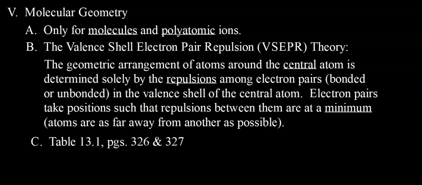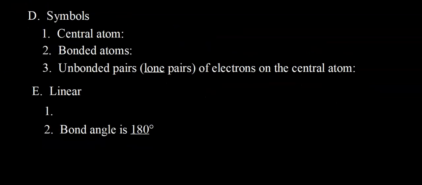So if you take a look on pages 326, 327, we have some ball and stick models there trying to show you 3-dimensionally what the different molecules look like. So here are the symbols we're going to use, generic symbols for describing molecular geometries of different types of molecules. The symbol we'll use for the central atom is A. Bonded atoms can be B or X. I don't remember what your flashcards say, so either way, B or X. And then for the lone pairs of electrons on the central atom, we're going to use E.